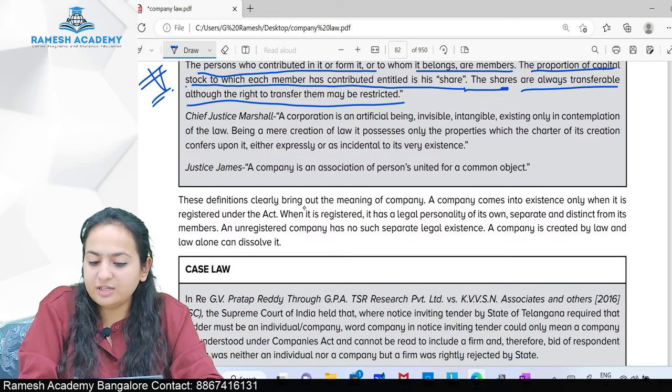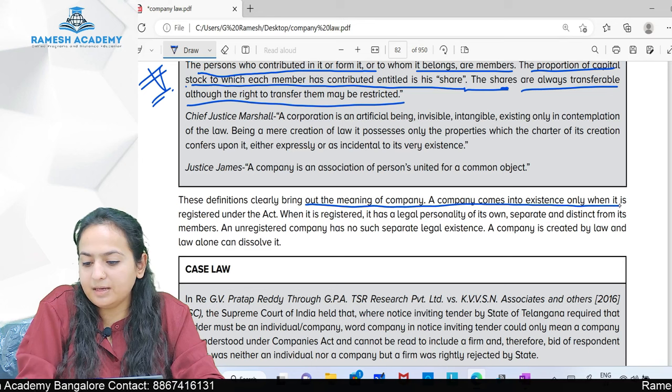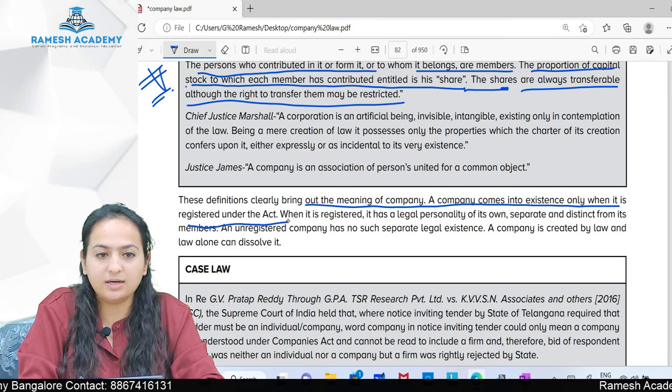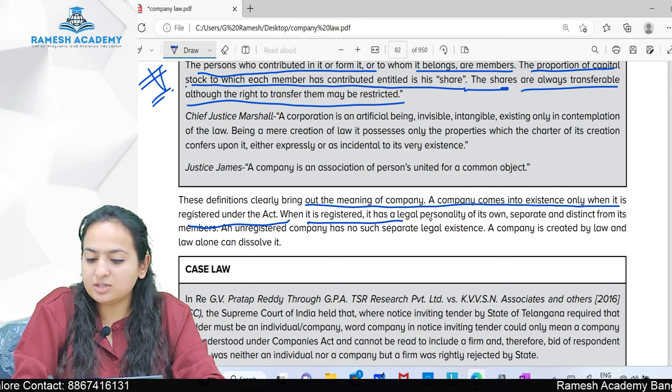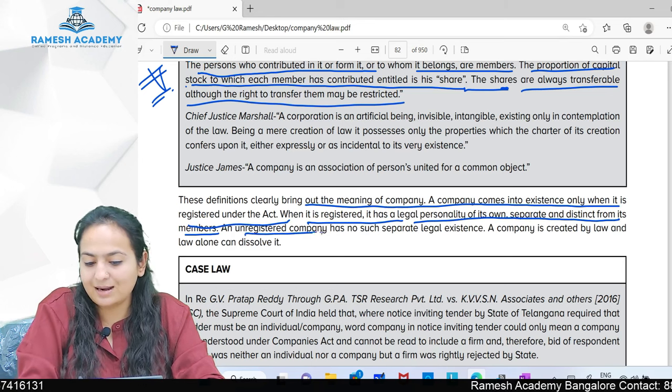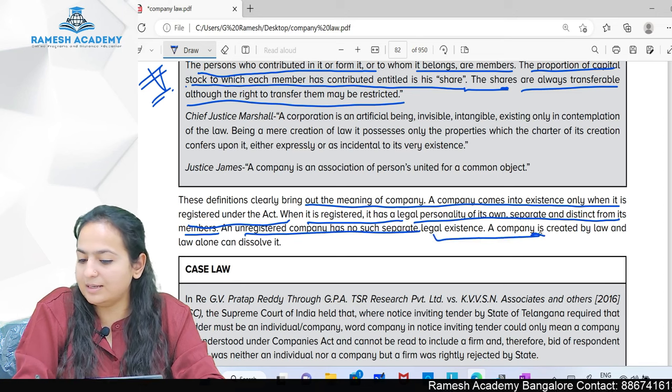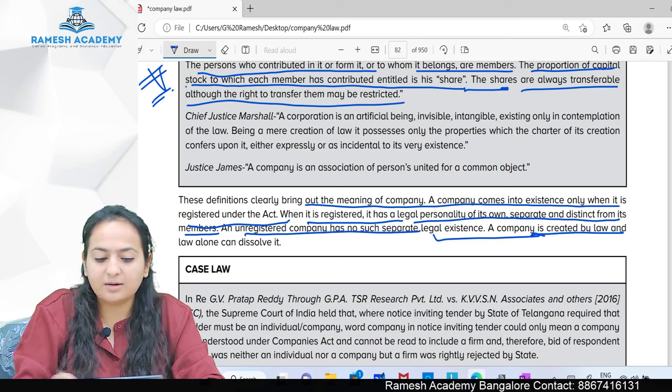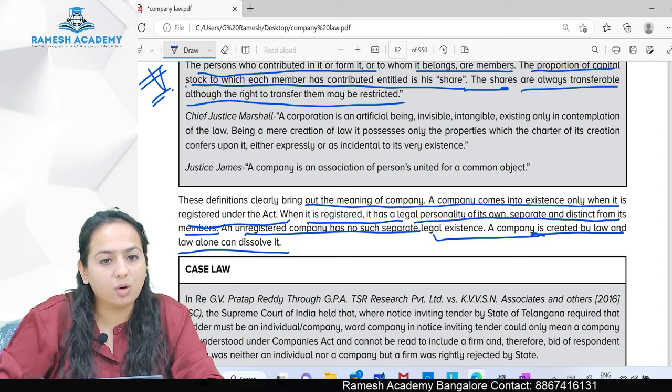So, the definitions clearly bring out that a company comes into existence only when it is registered under the Act. When it is registered, it has legal personality of its own, separate and distinct from its members. An unregistered company has no separate legal existence. A company is created by law and law alone can dissolve it.